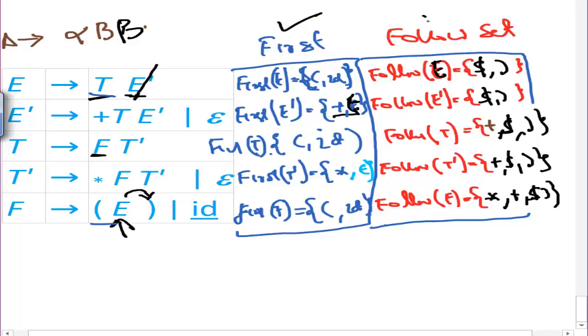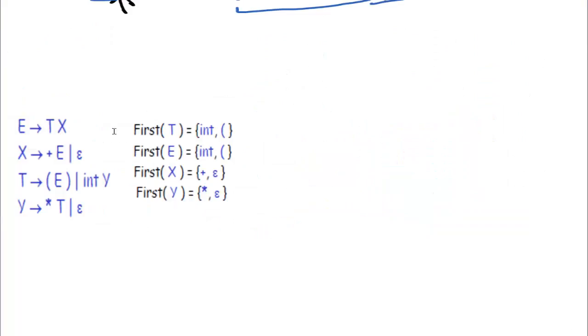Let's take a quick example where we have E, T, X, and the grammar is this. This is the first of T. The first of T is going to be the opening parent, int, and so on. Then the first of E is the first of T. First of T we calculated is going to be the first of E as well. Then first of X is going to be plus and epsilon, and first of Y is star and epsilon.